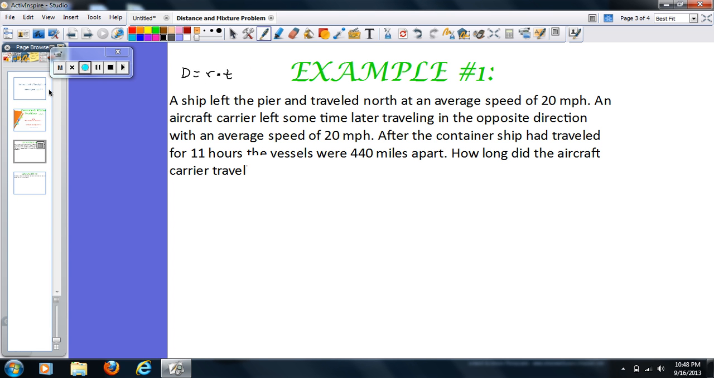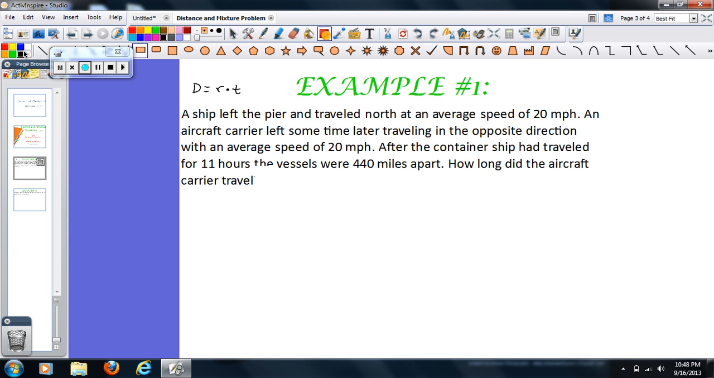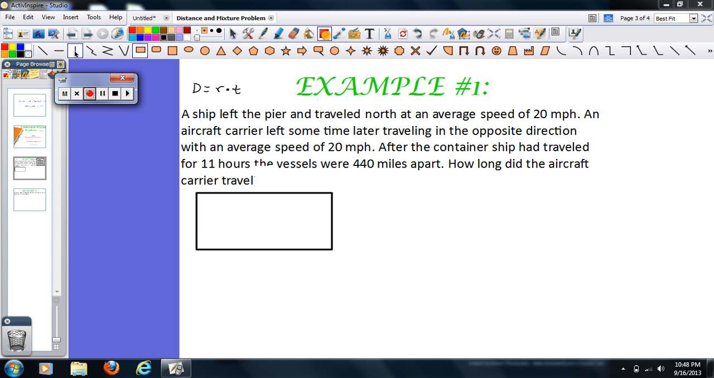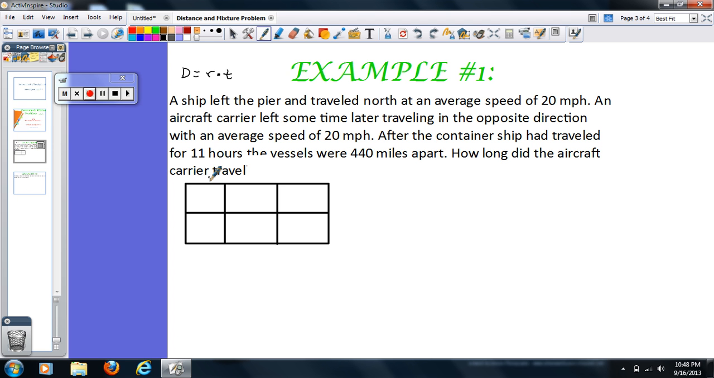Okay, and you can actually make yourself a little chart if you wanted, which would make things significantly easier. So I'm going to go ahead and do one real quick. With a distance chart, you're going to have three columns because you're going to have it set up just like the equation that you have there, distance equals rate times time. And we're going to have the D here, this is the rate, and this is the time. Okay, and now we're going to go ahead and set up our word problem.